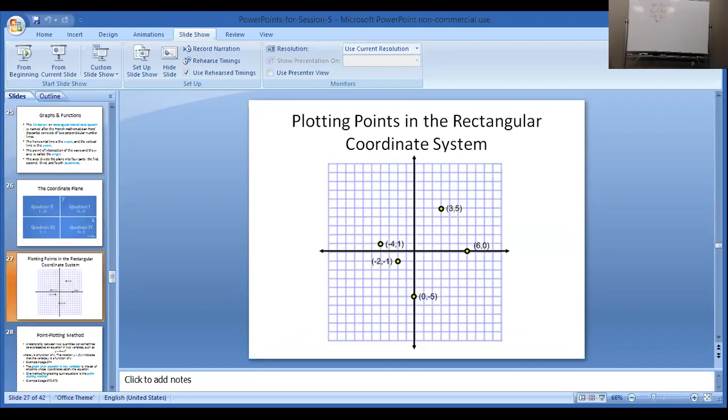As you can see on this graph, for example, the point (3, 5) has the x value of 3. You can see that here: 1, 2, 3, and y is 5: 1, 2, 3, 4, 5. This is (6, 0) because it's on the x-axis, so no value for y. This is (0, minus 5). The x is 0 because it's on the y-axis.